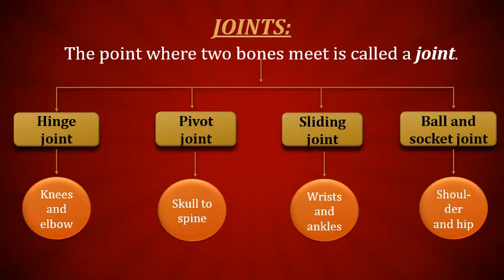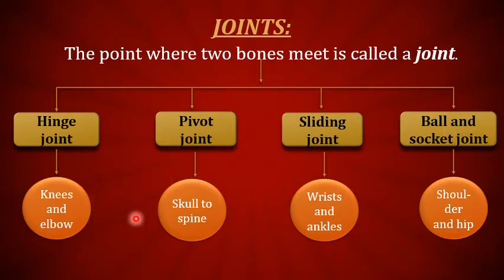So, if we talk about joints, it is very simple: the point where two bones meet is called a joint. For example, we know that we have 206 bones, and these 206 bones are attached to each other, and the point where two bones meet is the joint. There are many kinds of joints in our body, from which we will learn four, because these are included in your book: hinge joint, pivot joint, sliding joint, and ball and socket joint.